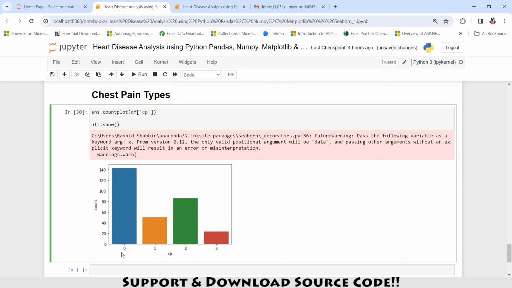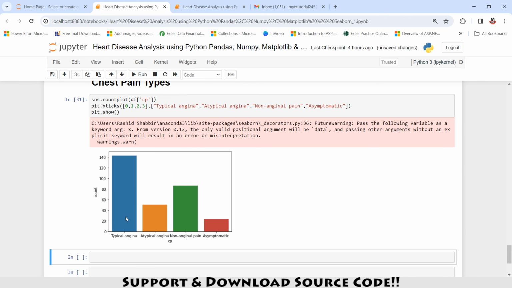Now I'm going to replace these indexes with the names. So I'm typing plt.xticks in square brackets. I have 0 1 2 3 and here I will replace the names. So these are my names. Now if I press shift enter again, you can see typical angina is the most common chest pain as per this dataset.